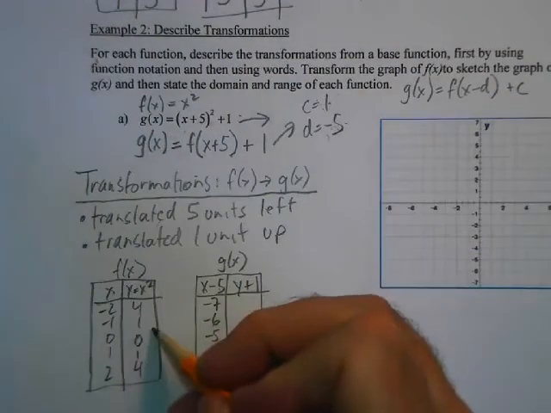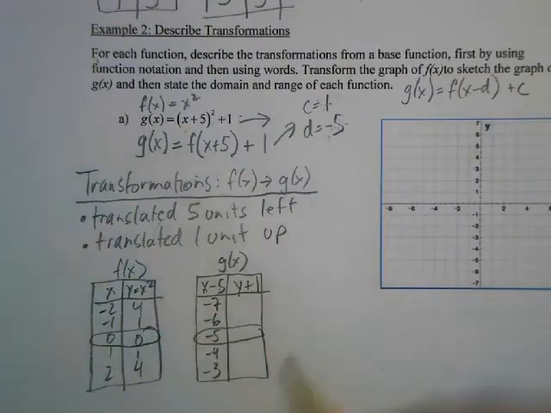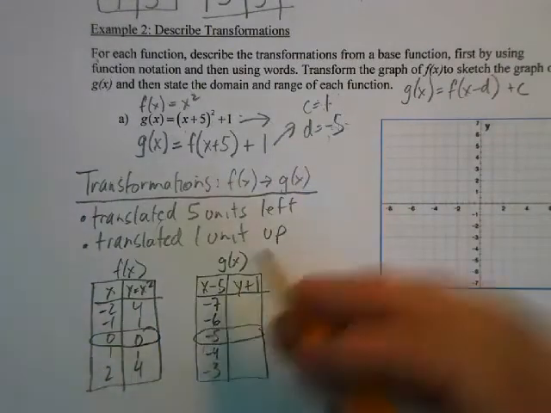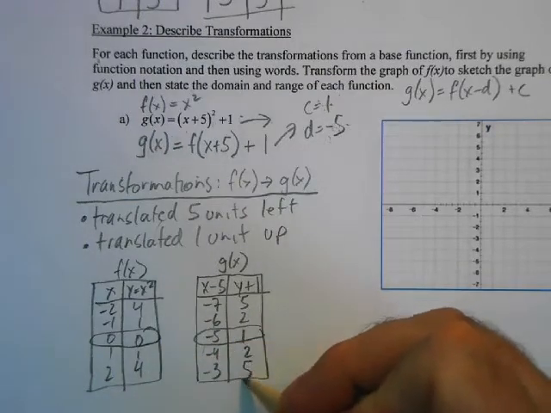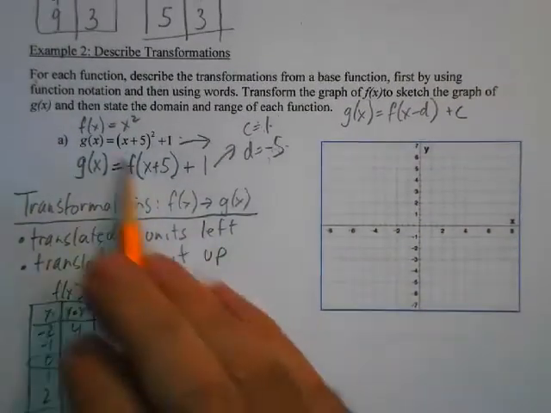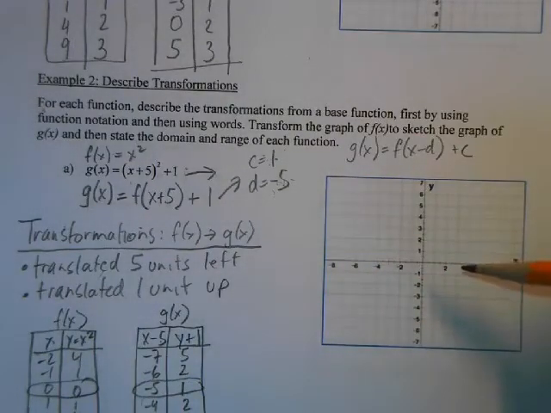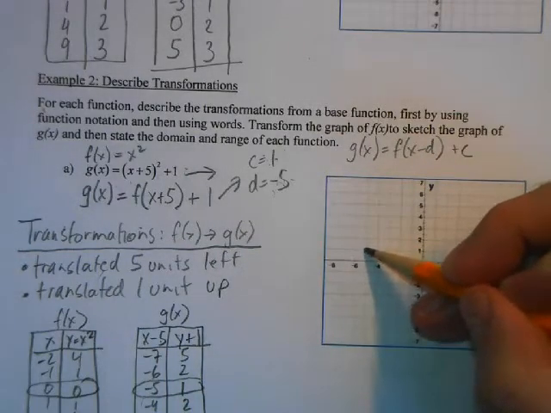Remember, 0, 0 is always our vertex, so whatever that point transforms to is our new transformed vertex. Then here we're adding 1 to these values. So I've got a 5, a 2, a 1, a 2, and a 5. Those are the 5 points we're going to use to sketch our function g of x. I like to start with the vertex just so I know where this function will be centered. So -5, 1. That's my vertex.